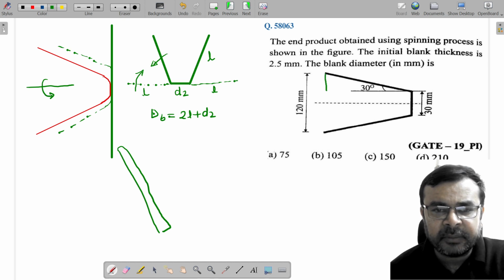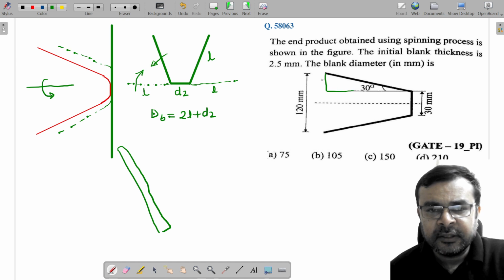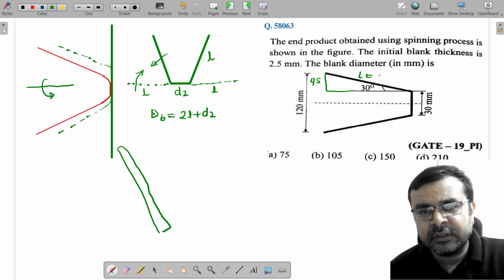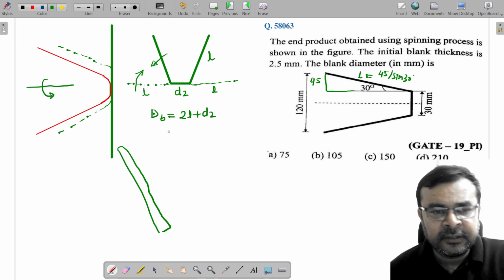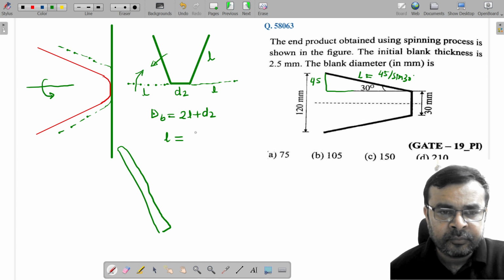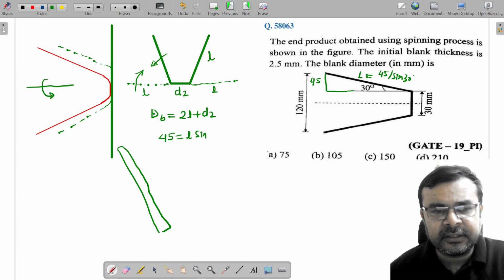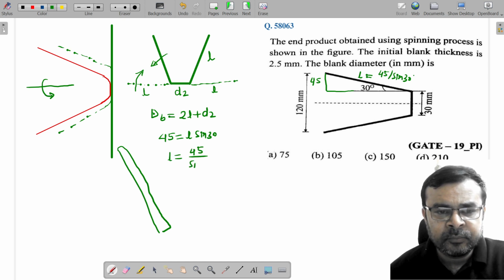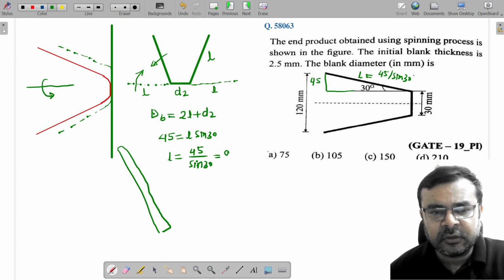So if I draw a perpendicular from this, correct? You can see this length is 45 mm and the 30 degrees angle is given. So we calculate this: 45 over sine 30. Is it clear? This length L comes from this triangle. Simply, 45 is equal to L sine 30. Yes or no? So L can be written as 45 over sine 30. This is equal to 90 mm.